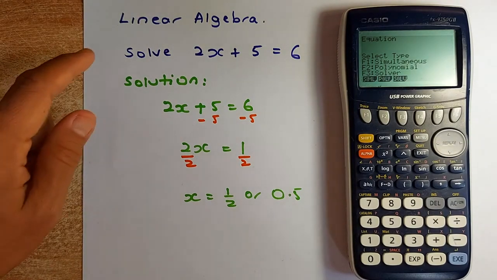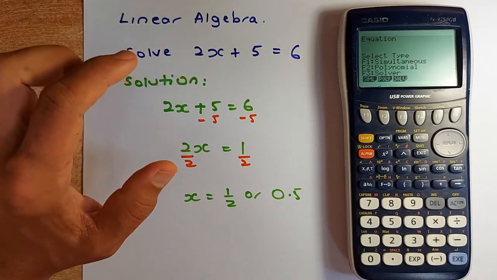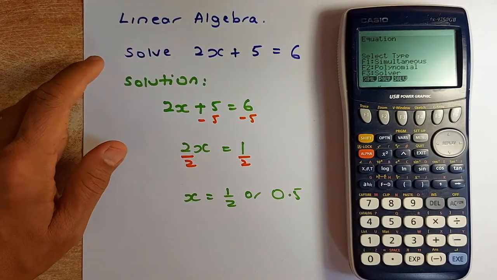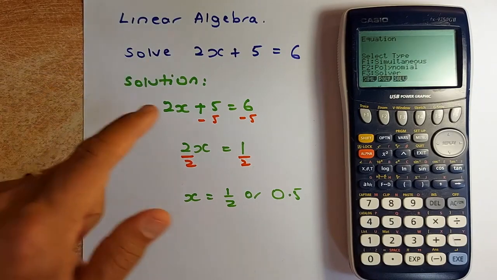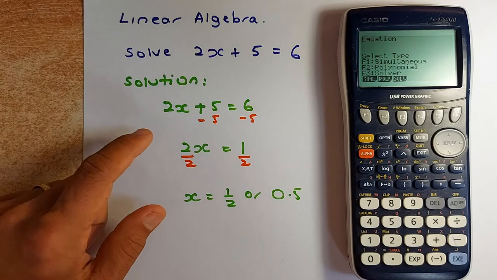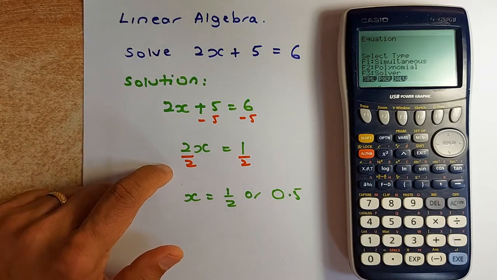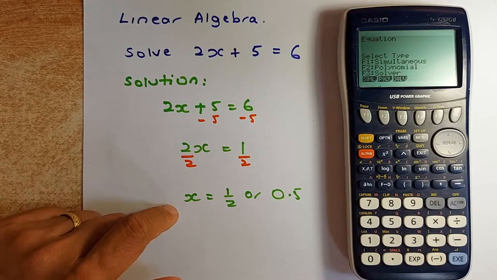The first one is called linear algebra. It means that there's no squared or no cube or whatever. We are going to solve a simple equation: 2x plus 5 equal to 6. The solution is minus 5 on both sides, 2x equals 1, divide by 2, and x equals half or 0.5.